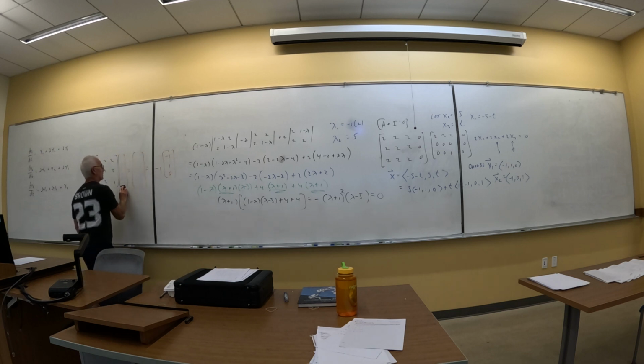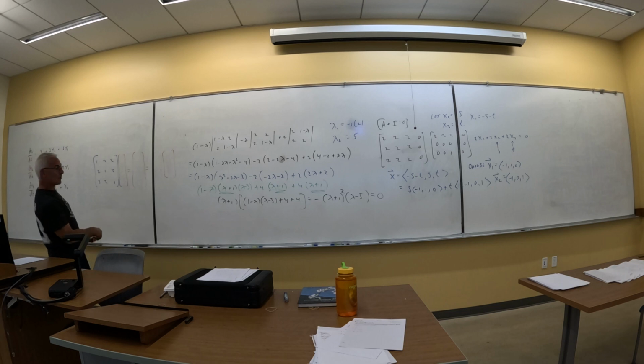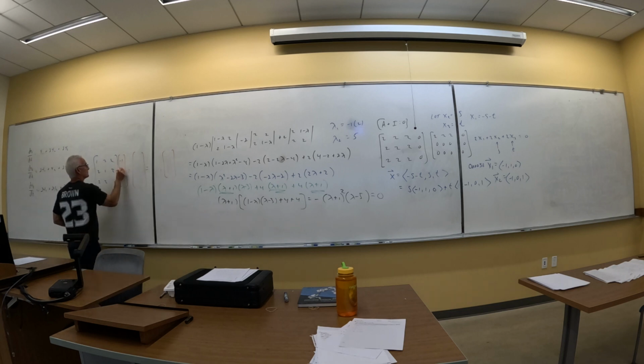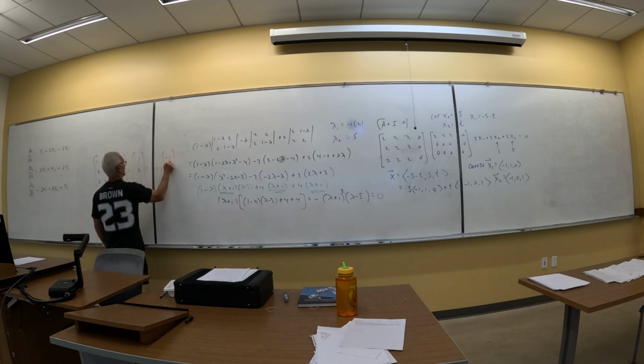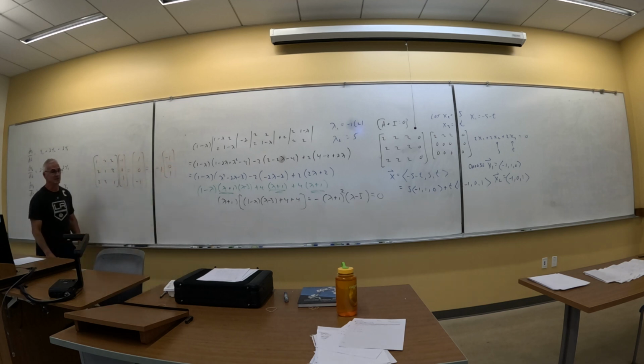All right, second problem. Negative 1, 0, 1. Negative 1 plus 0 plus 2, that's 1. Negative 2 plus 0 plus 2, that's 0. Negative 2 plus 0 plus 1, that's negative 1. Is this in fact negative 1 times my eigenvector? Yes, it is. 2 for 2.